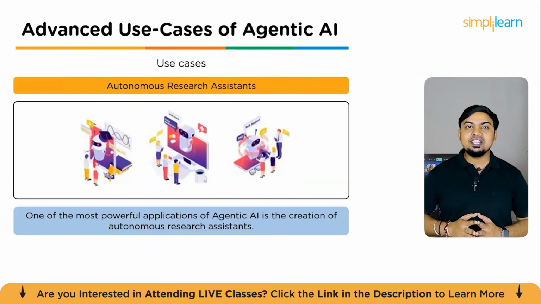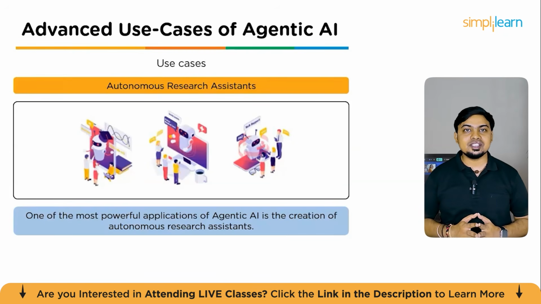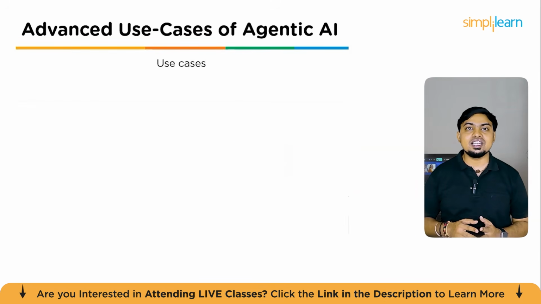One of the most powerful applications of agentic AI is the creation of autonomous research assistants. Unlike traditional tools that simply retrieve information, agentic systems can browse the web, extract the relevant content, compare multiple sources, and generate structured summaries, often with citations. This makes them incredibly useful for scenarios like market research, academic research, competitive analysis, and even content creation. The key advantage here is not just information retrieval, it's continuous reasoning and validation across multiple steps. The agent doesn't just find data, it evaluates it.